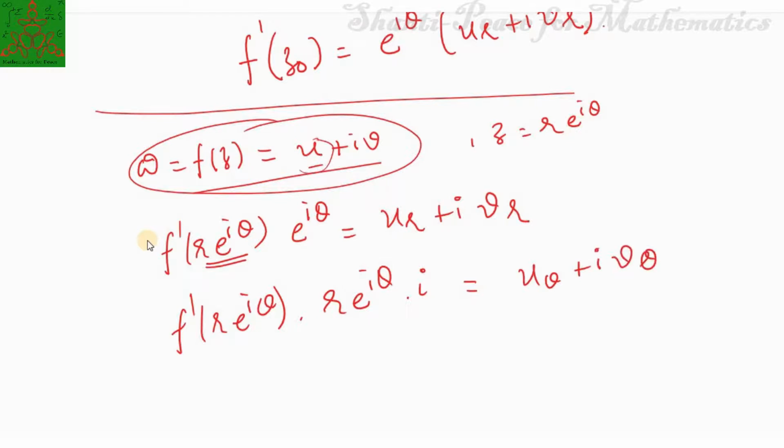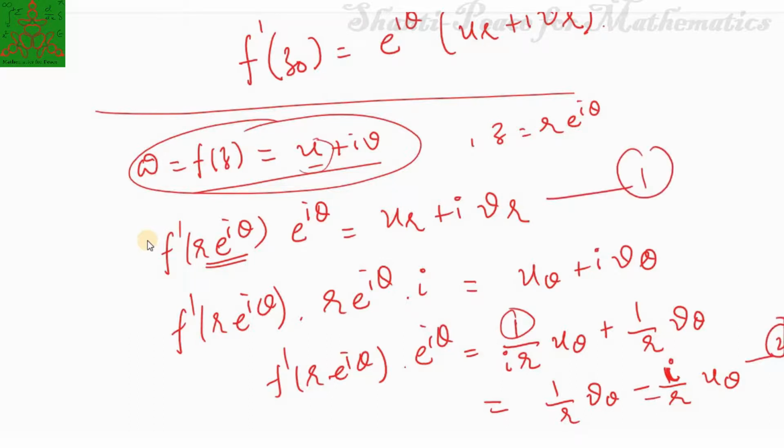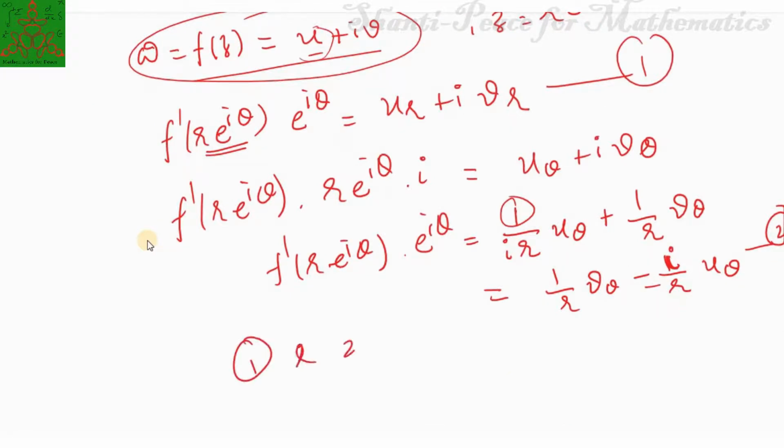Now you just see that f dash of r e raised to i theta into e raised to i theta can be written as 1 by r u theta, i is there, plus i by i it is 1 v theta, so that can be written as 1 by r v theta minus 1 upon r u theta i, because you multiply and divide it by i, so i square will come in the numerator and that will become minus 1. And this equation and this equation are the same, so you can say that equation 1 and equation 2 are the same.